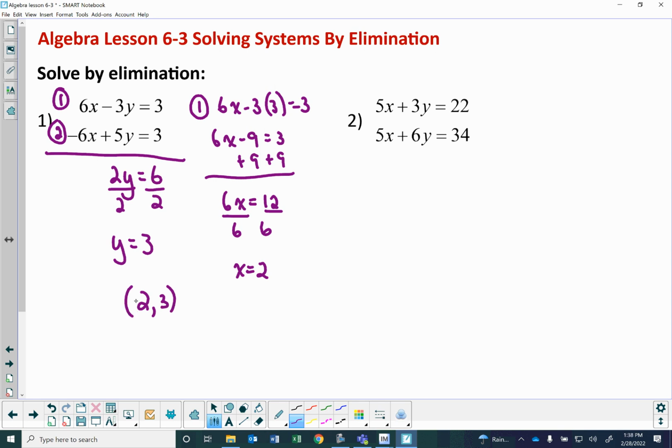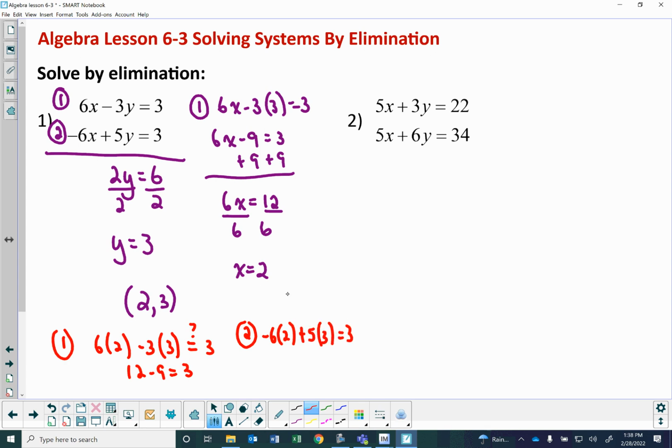And once again, we could check it just like we could the last time. If I checked it in the first equation, I would have 6 times 2 minus 3 times 3 is supposed to equal 3. Well, 12 minus 9 does indeed equal 3, so it fits in the first equation. In the second equation, I would have negative 6 times 2 plus 5 times 3 is supposed to equal 3. So I would have negative 12 plus 15 equals 3. That also checks. So my solution is 2, 3.